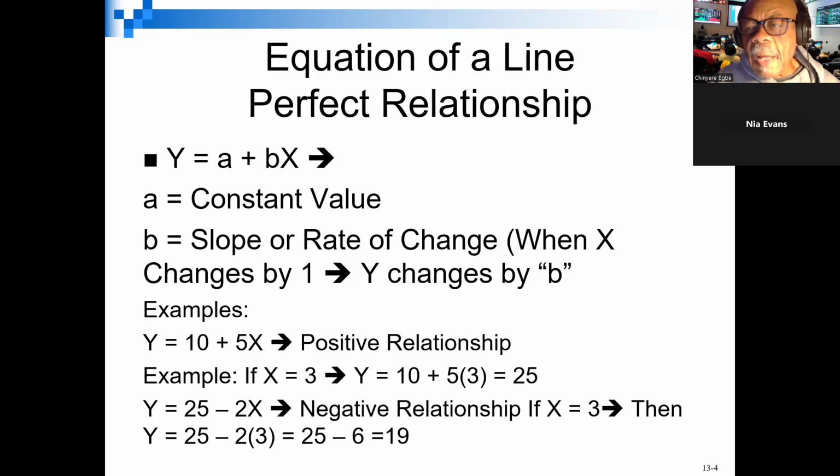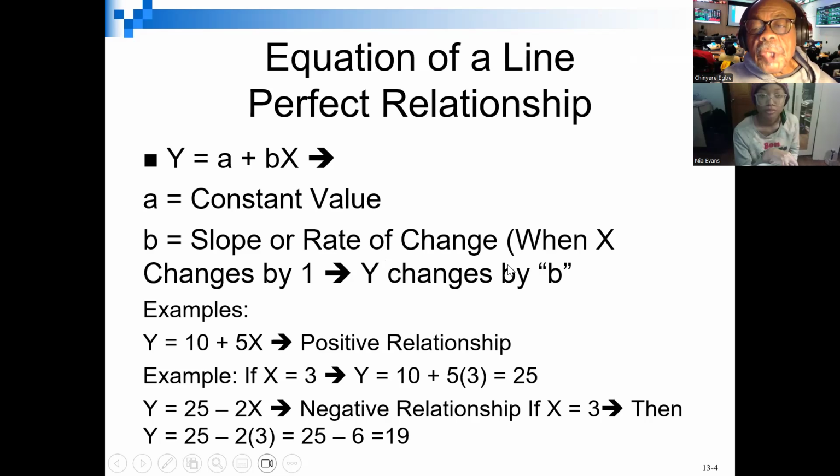So that's a constant value. Now, B is the slope or the rate of change. When X changes by 1, Y changes by B. All right? For example, Y is equal to 10 plus 5X. That's a positive relationship.